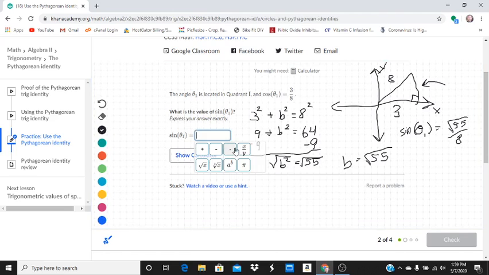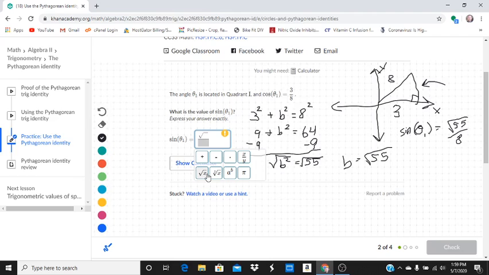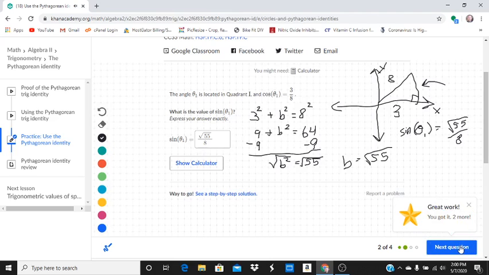And yeah, I don't write very well on this tool, but so we're going to do our fraction. Then we got our square root. We get 55. Move down to the denominator. The denominator is 8. Let's check our work. Look at that. Energy points.